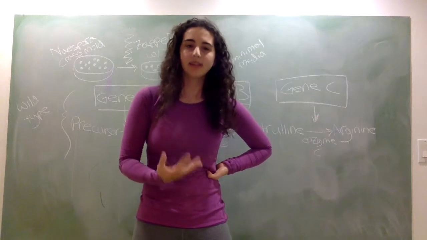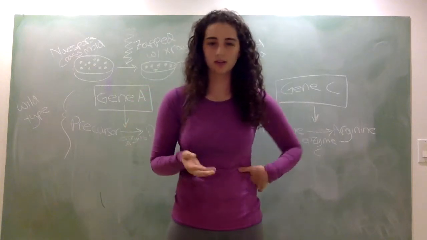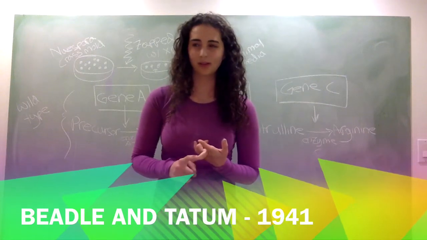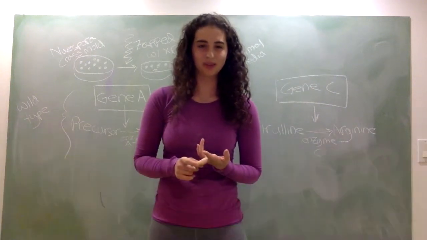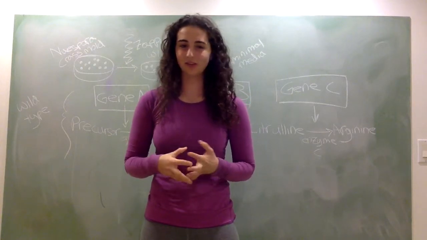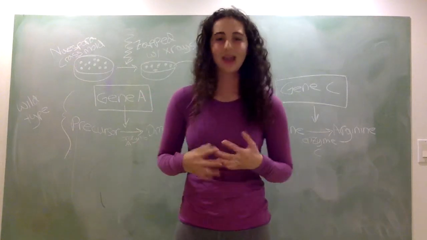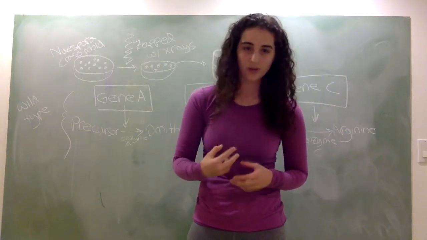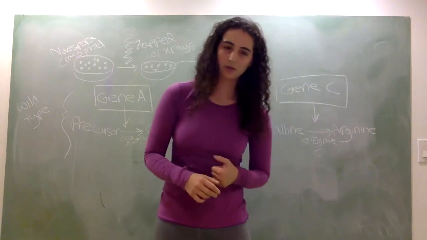So, in 1941, American geneticists George Beadle and Edward Tatum. Beadle and Tatum. Sounds like a buddy cop movie, doesn't it? So, Beadle and Tatum tried to demonstrate the relationship between genes and enzymes. They did this by inflicting gene mutations on the bread mold Neurospora crassa using X-rays.